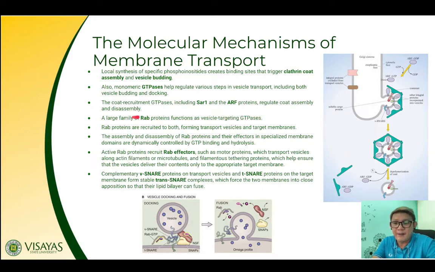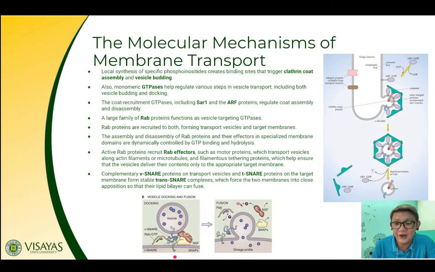A large family of RAB proteins functions as vesicle-targeting GTPases. RAB proteins are recruited to both forming transport vesicles and target membranes. So the assembly and disassembly of RAB proteins and their effectors on specialized membrane domains are dynamically controlled by GTP binding and hydrolysis. Okay, so active RAB proteins recruit RAB effectors such as motor proteins, which transport vesicles along actin filaments or microtubules, and filamentous tethering proteins that help ensure that the vesicles deliver their contents only to the appropriate target membrane.